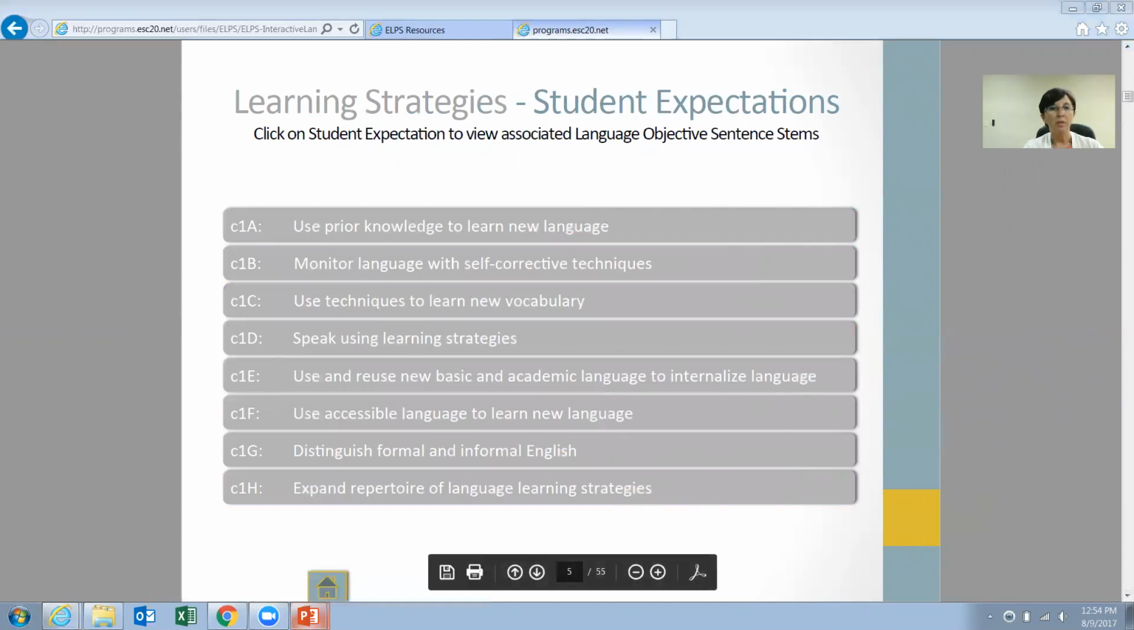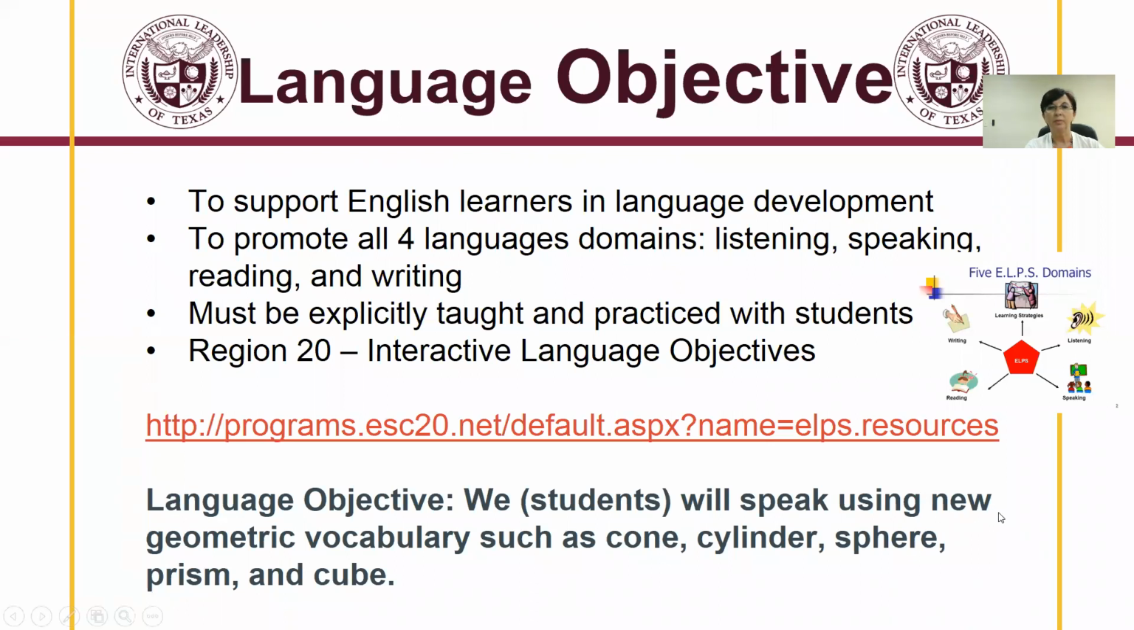Going back to the presentation. The language objective I have chosen for this presentation and connected to the standard, to the content objective, is: we, students, will speak using new geometric vocabulary such as cone, cylinder, sphere, prism, and cube. So the focus is on the speaking.